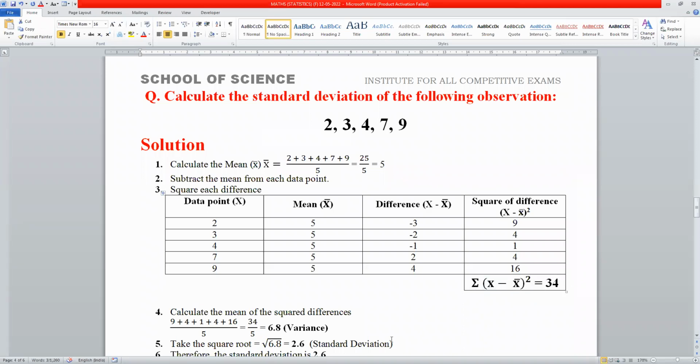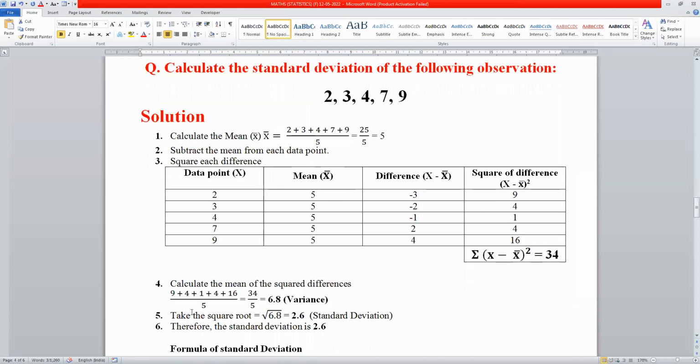So how do you calculate the variance? You just see. Variance can be calculated by 34 divided by 5, the mean of the square differences. So 9 plus 4 plus 1 plus 4 plus 16 divided by 5. We already got 34 here. So 34 by 5 is the variance. And what is the standard deviation? As I said, first you find the variance, and the square root of the variance is the standard deviation. So root 6.8 is your 2.6. This is the standard deviation.